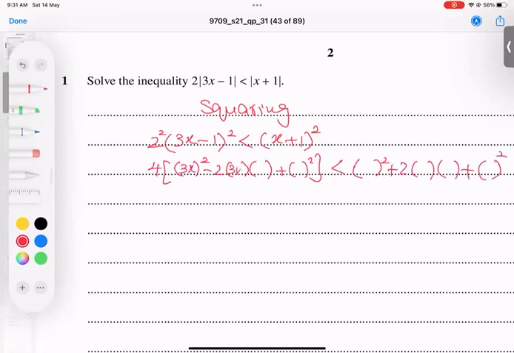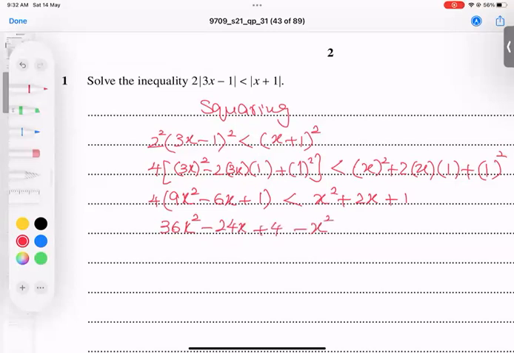Here 3x, here 3x, here 1. Don't write minus 1, 1 only. Here x, 1 and 1. Further, I get 9x to power 2, 6x and plus 1. Here x square, here I get 2x plus 1. 4 9s are 36. Then 4 6s are 24, 4 1s are 4. And all these 3 terms go to the left hand side.